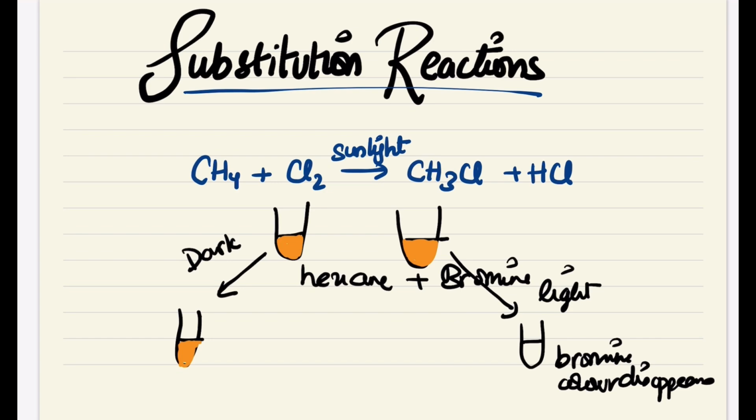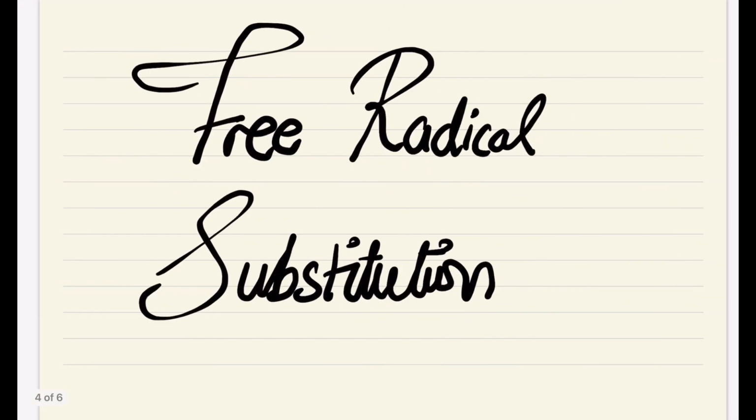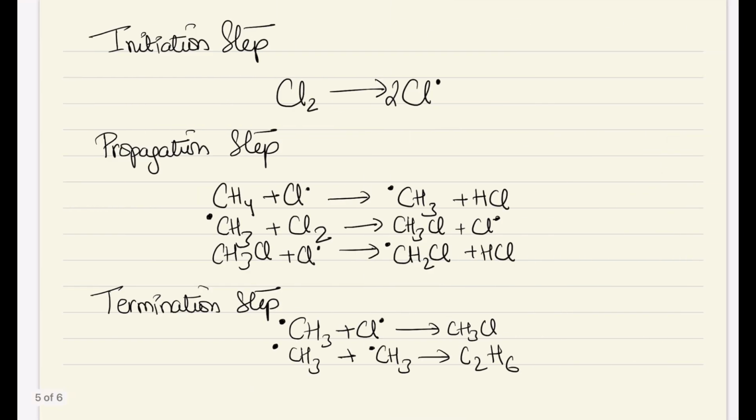So this particular reaction only happens in sunlight. And you actually need to know about this reaction in detail. So the actual title for this reaction is free radical substitution. You need to know the 3 steps of a free radical substitution. So what are the 3 steps, you may ask? Well, the first one is initiation, which is basically the start. And then you have propagation, and then termination. So let's look at them one by one. It may look overwhelming at this point, but it's quite simple.